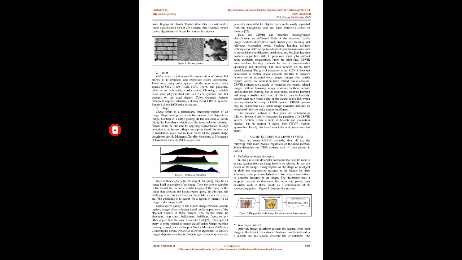Object-based query. In this aspect, image retrieval systems retrieve images from a dataset based on the appearance of the physical objects in those images. The objects could be elephants, stop signs, helicopters, buildings, faces, or any other object that the user wishes to find.